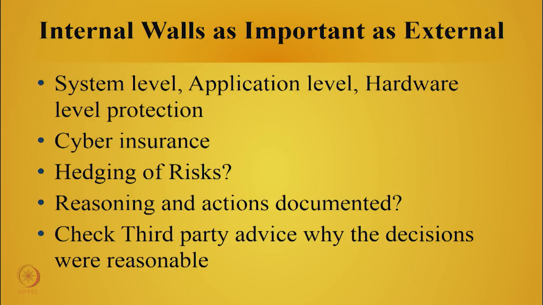Internal walls within the organization are as important as an external wall. So, for example, what is the system level, application level and hardware level protection you are going to provide in your systems? The previous considerations were soft skill considerations. The current considerations like internal walls, system level, application level, hardware level protection are infrastructure kind of protection. Then do you have cyber insurance? How will you hedge these risks?